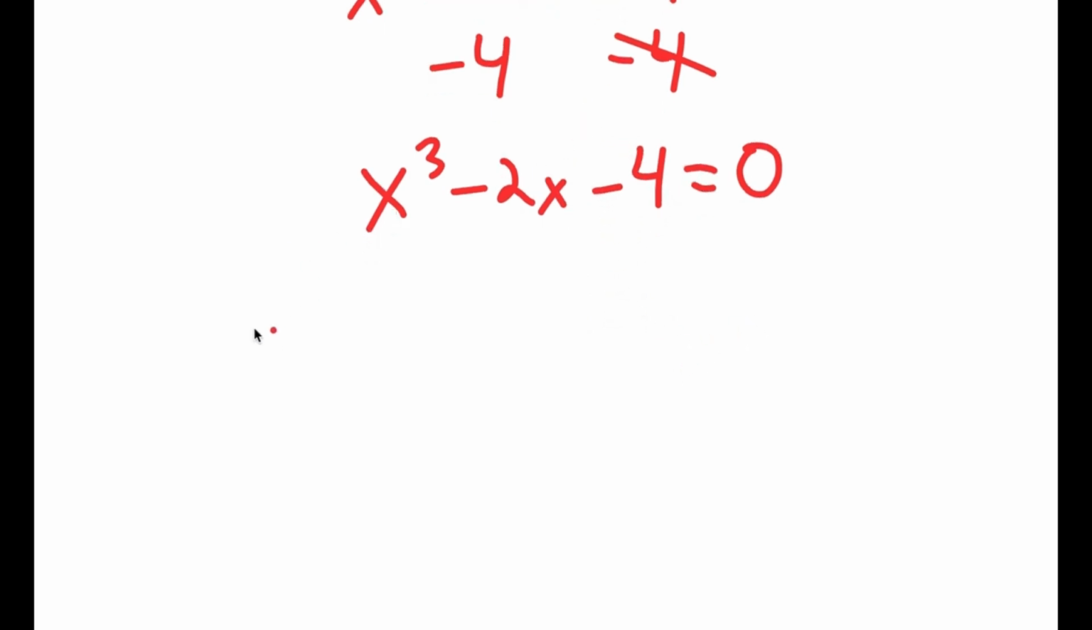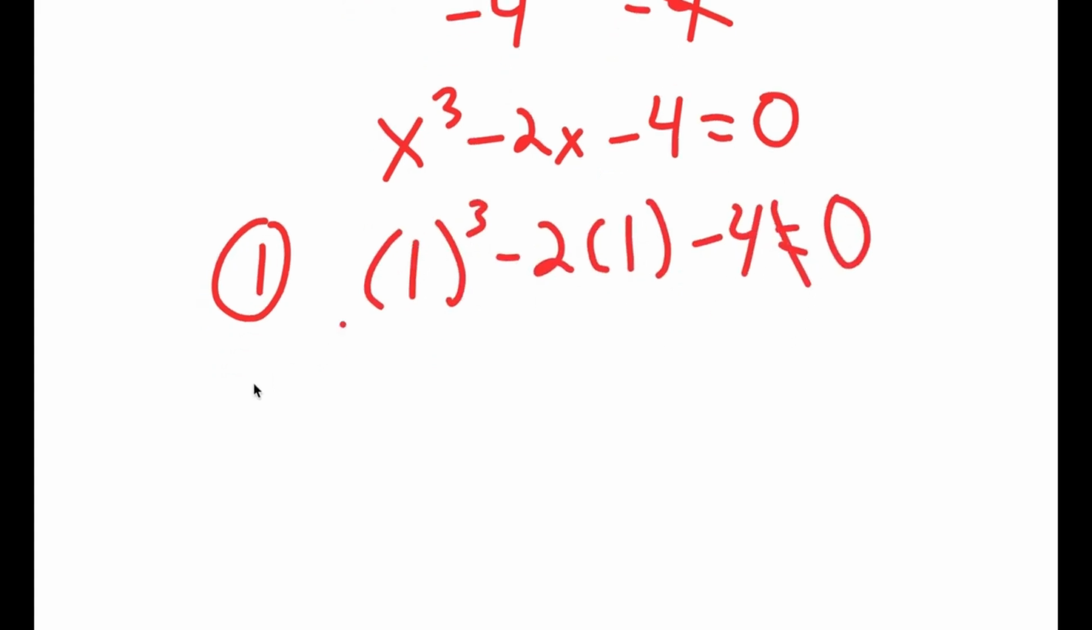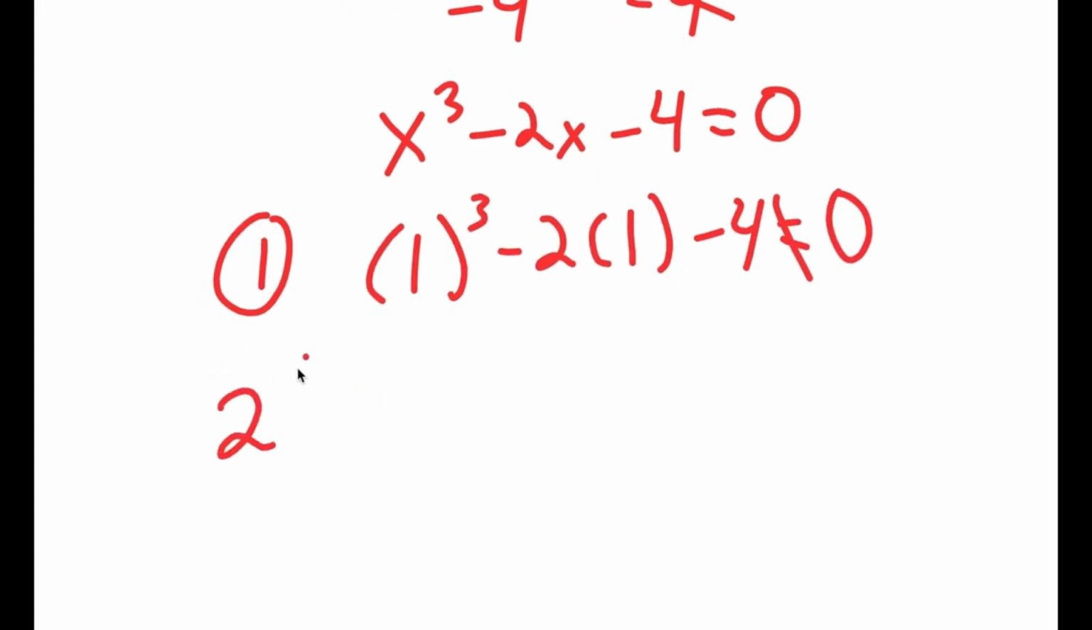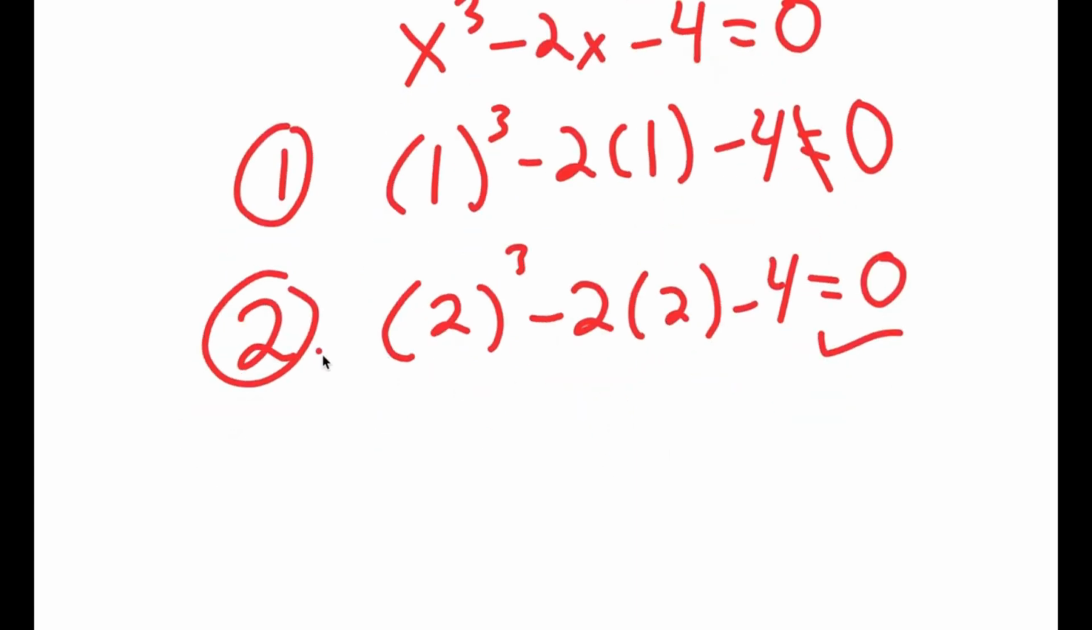So let's first start out with 1. If x is equal to 1, then I get 1 to the power of 3 minus 2 times 1 minus 4, which does not equal 0. Now if x equals 2, I get 2 to the power of 3 minus 2 times 2 minus 4. 2 to the power of 3 is 8. 8 minus 2 times 2 is 4, and 4 minus 4 is 0. So this does equal 0. So 2 is a solution.